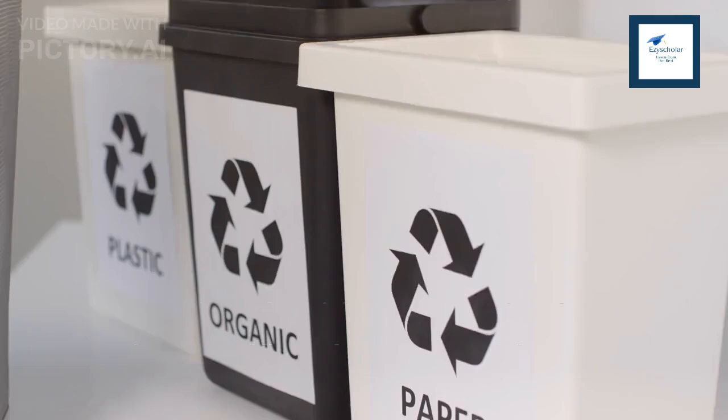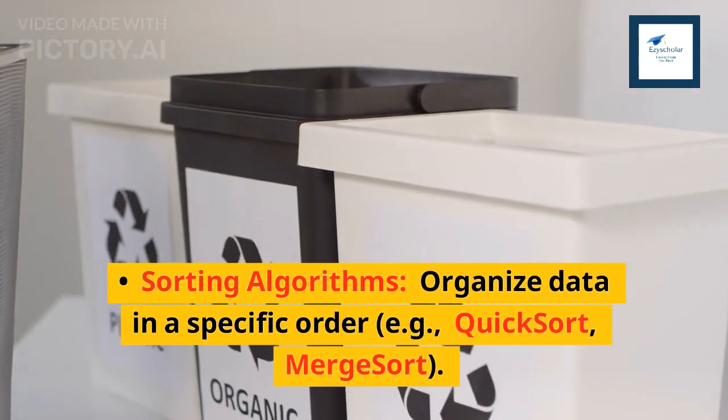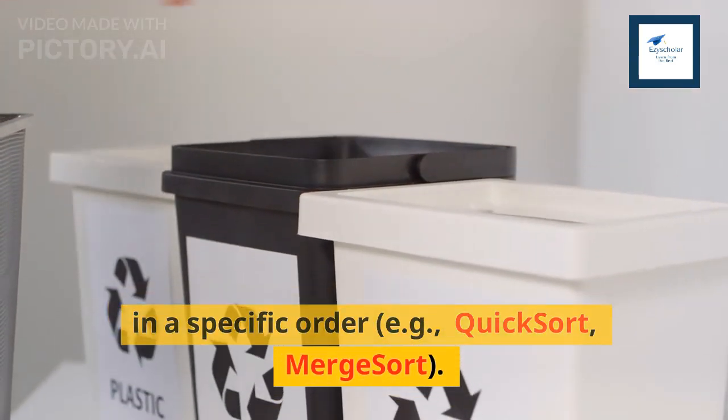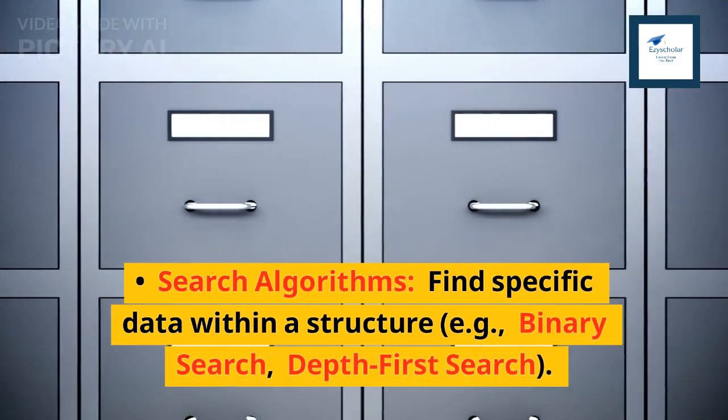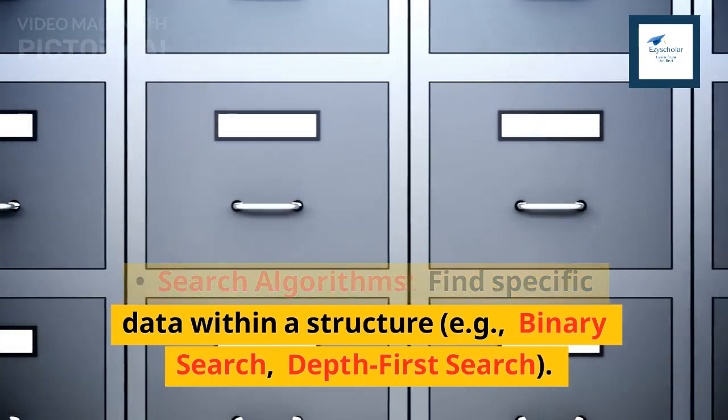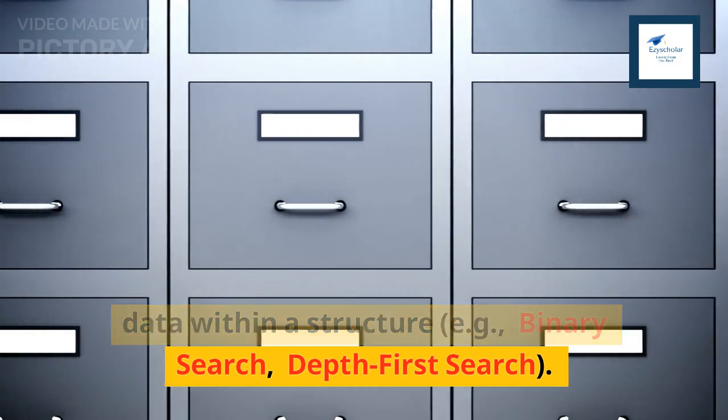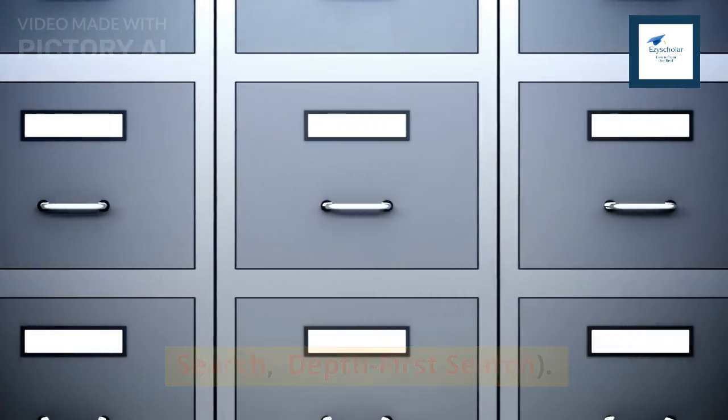Examples of algorithms: sorting algorithms organize data in a specific order, e.g., quicksort, mergesort. Search algorithms find specific data within a structure, e.g., binary search, depth-first search.